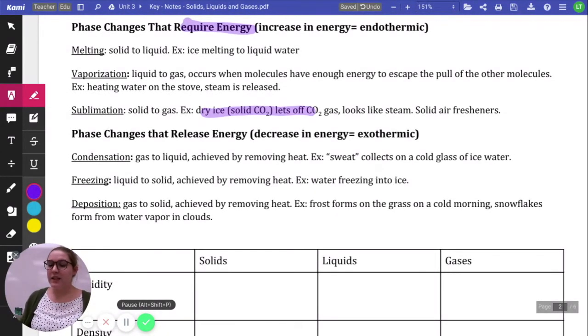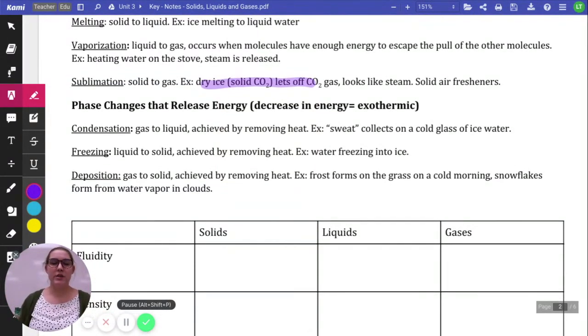Phase changes that release energy are exothermic. Exo, I always think of exits. So a decrease in energy is like condensation, where we start with a gas and end with a liquid. Think about when you have a drink out of the fridge and liquid starts to appear on it. That would be condensation. Freezing is liquid to solid, like putting water in the freezer and it turning into ice. And then deposition is gas to solid, like frost on the grass, frost on your windshield in the morning, snowflakes forming from water in the clouds, things like that.